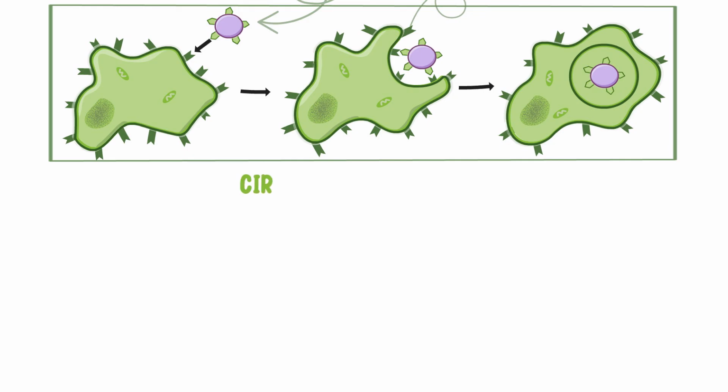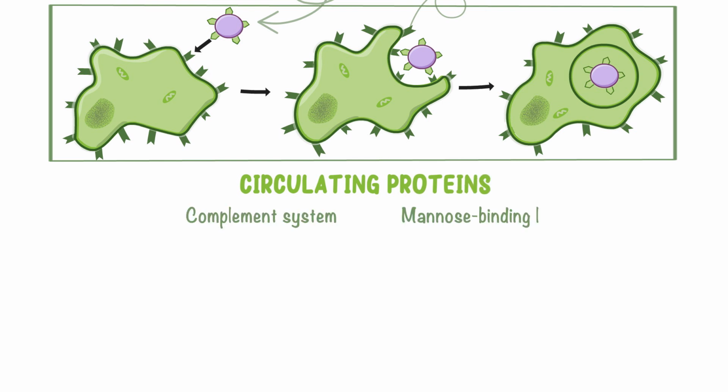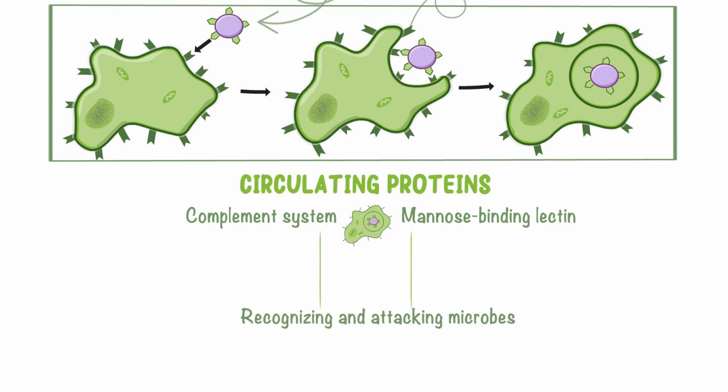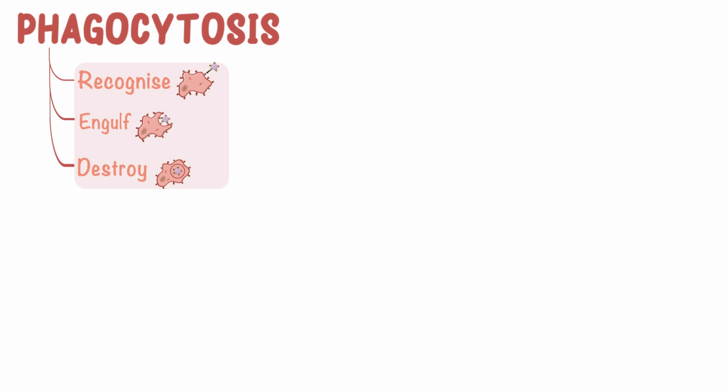Lastly, circulating proteins like those in the complement system and mannose binding lectin play a crucial role in recognizing and attacking microbes, further fueling the inflammatory response. Now that we have explored how leukocytes are recruited to the site of infection or injury, let's dive into the next crucial step: how these cells recognize, engulf, and then destroy these harmful agents through the process of phagocytosis.